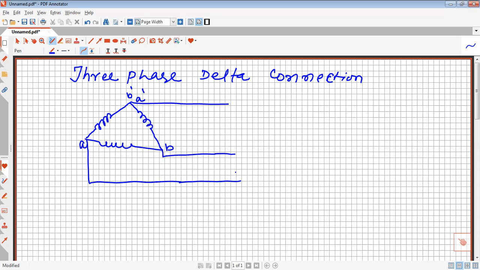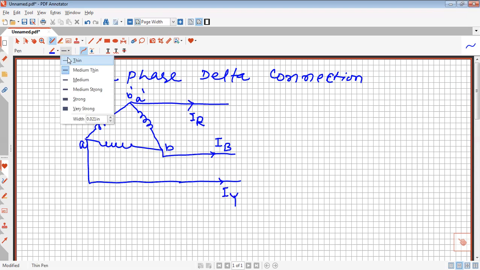When these three lines are taken from this connection, line current will start to flow here, which is represented by IL. Here line current, here line current, three line currents. It is generally written as IR, IB, and IY. Red, yellow, and blue are written here for the three phases. So these are the three line currents flowing into the lines, and these are the three phases.